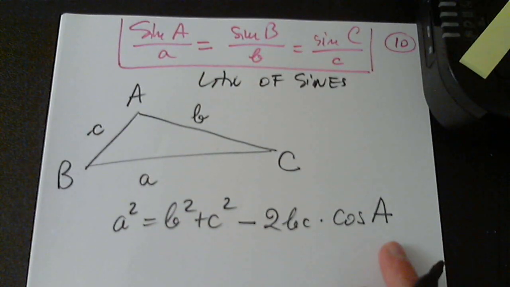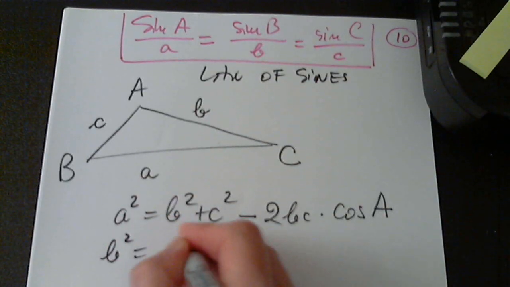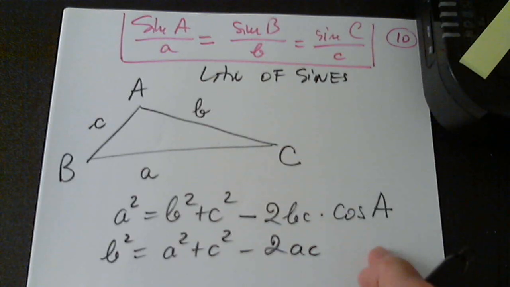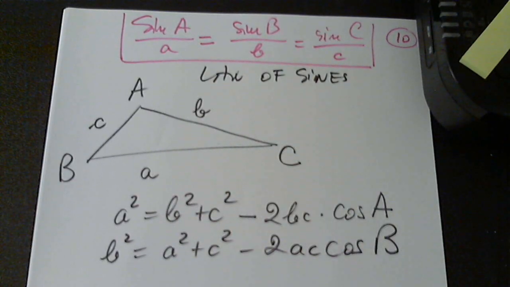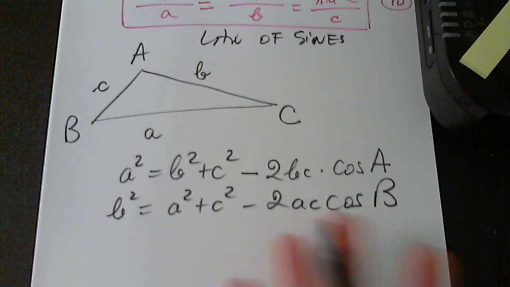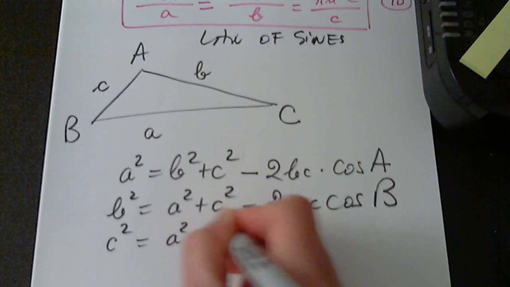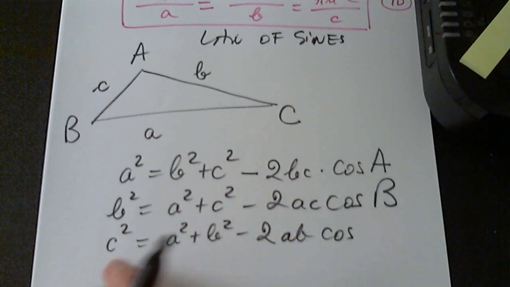Of course, the angle, right? Also, B squared equals A squared plus C squared minus 2AC cosine B. And of course, there is a third one. They're all the same. C squared equals A squared plus B squared minus 2AB cosine C.